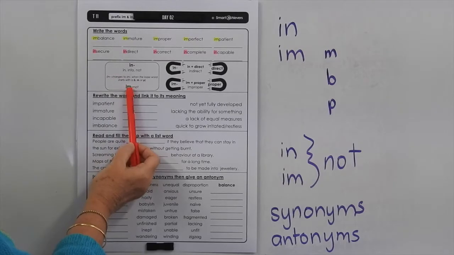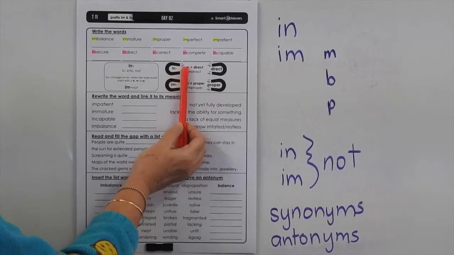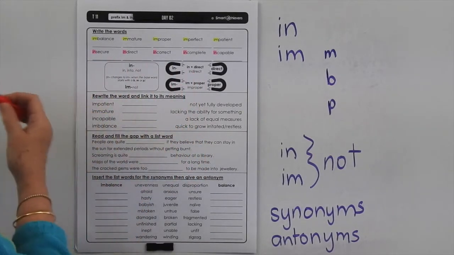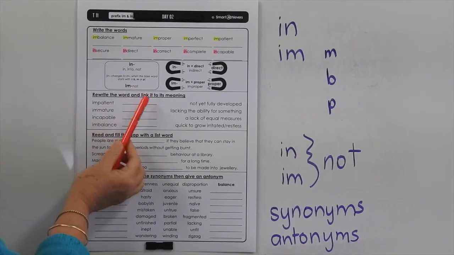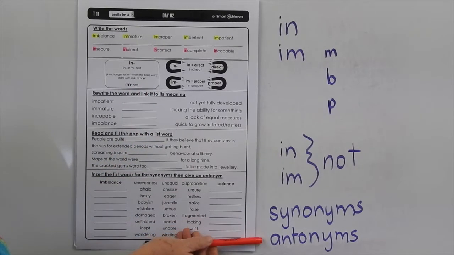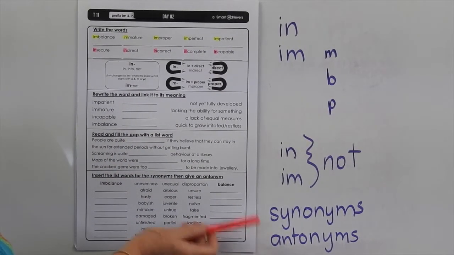And im always means not. So we've given you a couple of examples there of how they're put together. So what you find is when you add a prefix to a word, you're often changing the meaning of the word to the opposite, especially if the prefix means not. So it's going to form an antonym to what the original base word was.